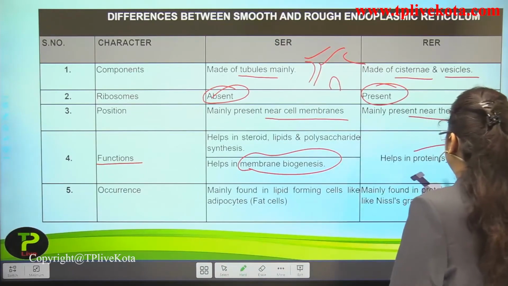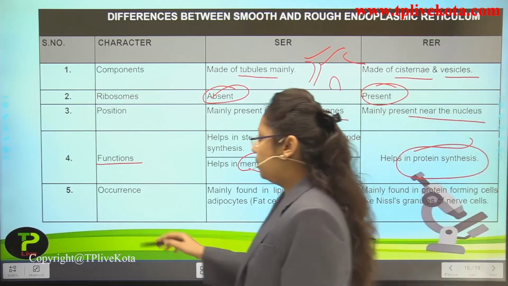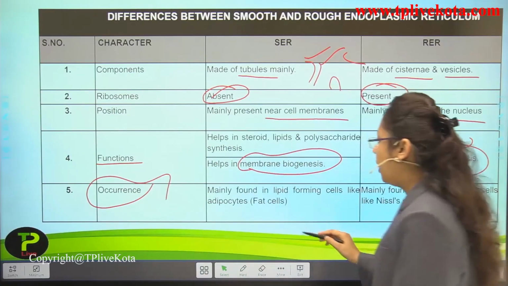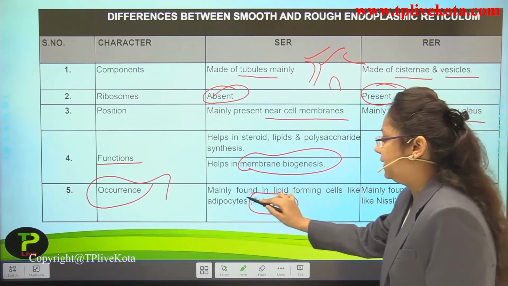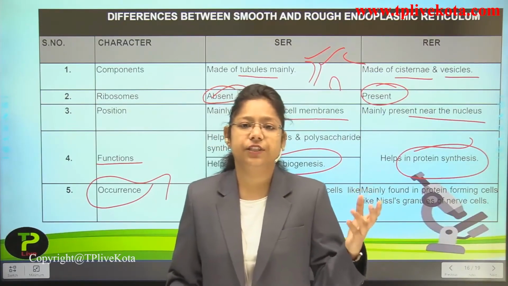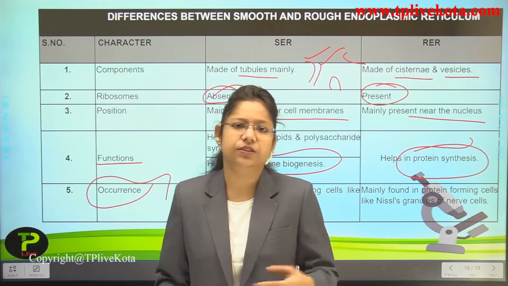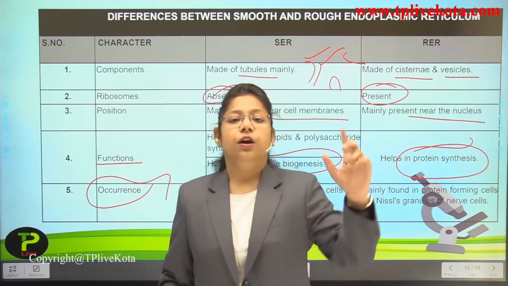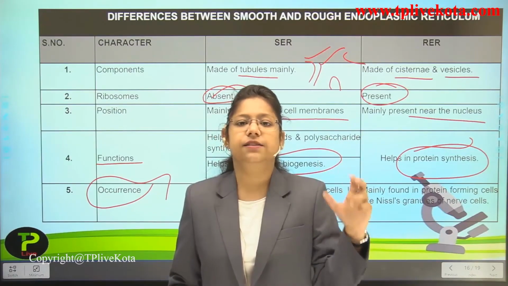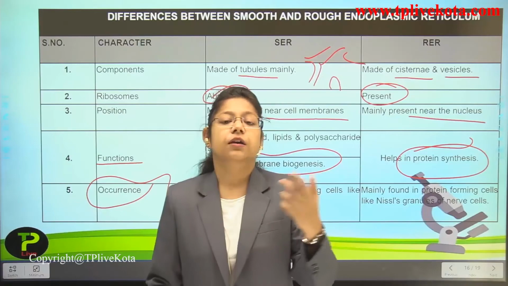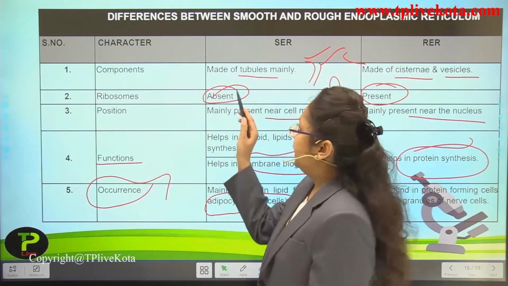So this is the main important function. Now if we talk about the occurrence, where it is found, so it is found in the fat cells, that is the adipocytes, means the cells which contain fat. In every living cell organism, the SER is present.